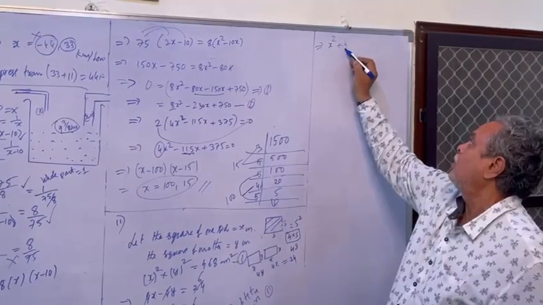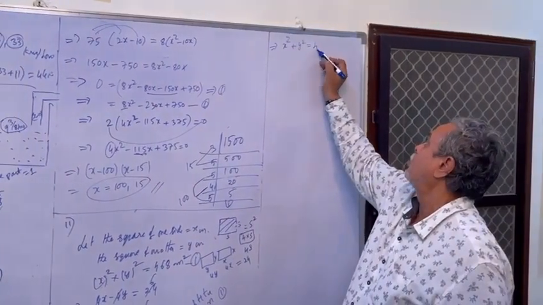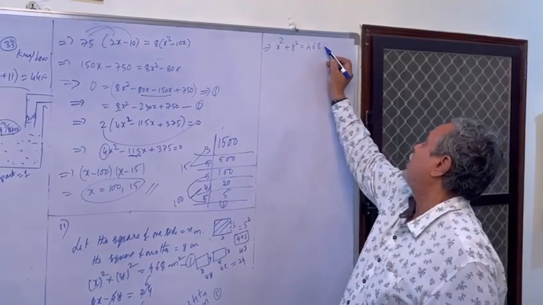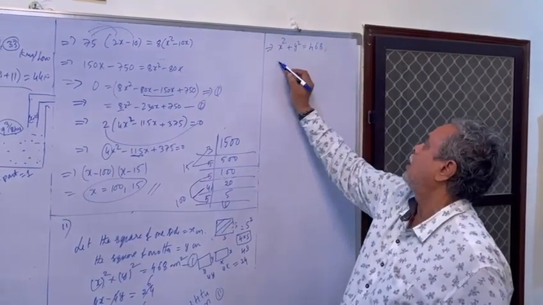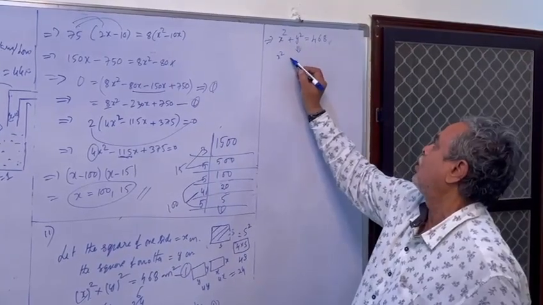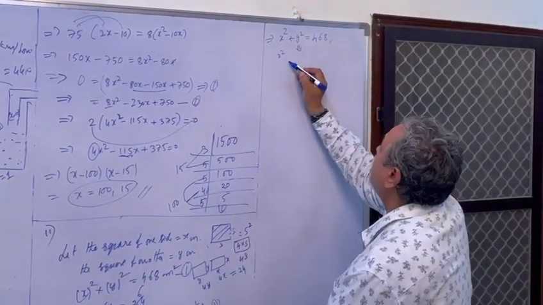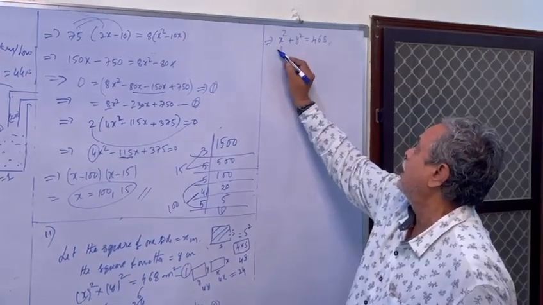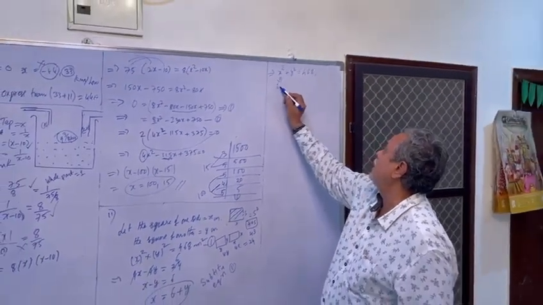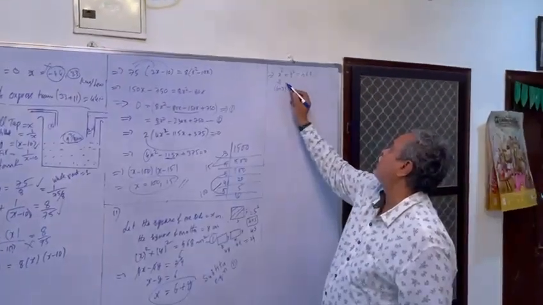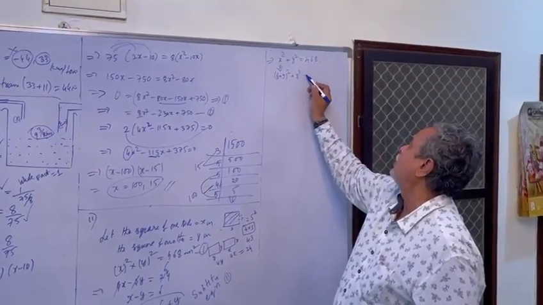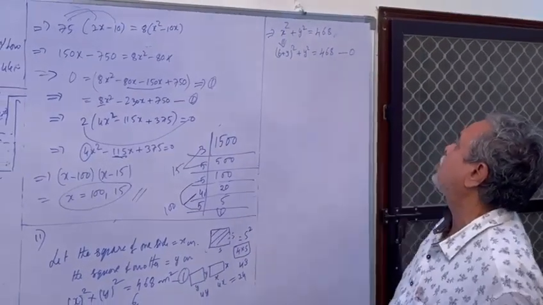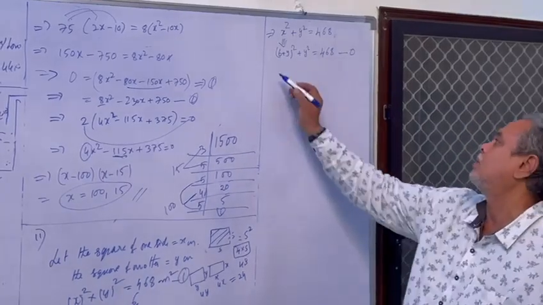Then x square plus y square is equal to what have you come up with? Here we have taken x in the x place, 6 plus y whole square plus y square is equal to 468. If you solve this equation, we can get the answer.